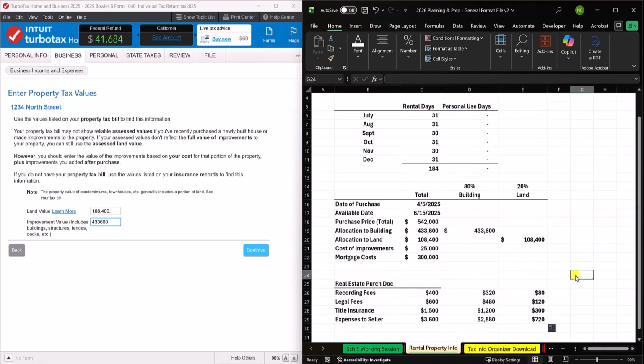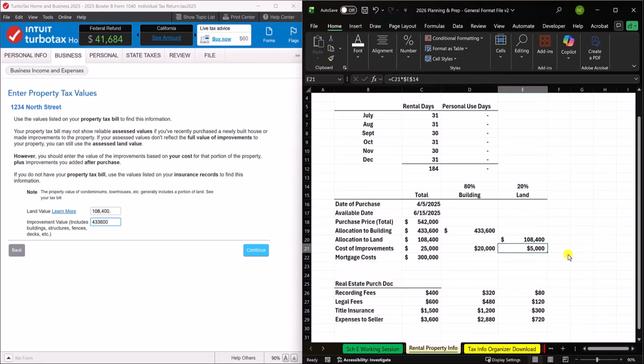Now, another thing that I think the system will do, which I'm not sure that I really like that it's going to do this, and we're going to talk about in more detail. I think if I copy that and I paste it right here, I believe it's probably going to allocate the cost of the improvements on a percentage basis based on our land versus our building breakout like this. So it's going to put 80% of that here, 20% here.